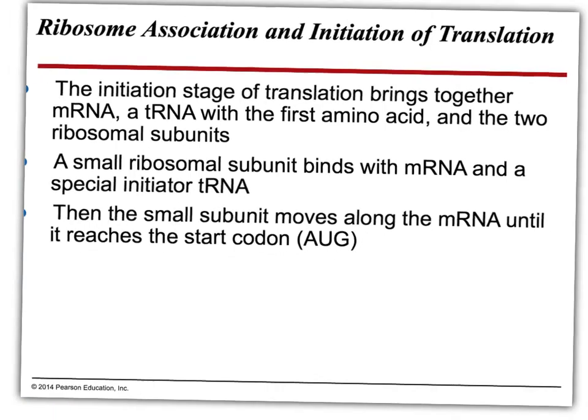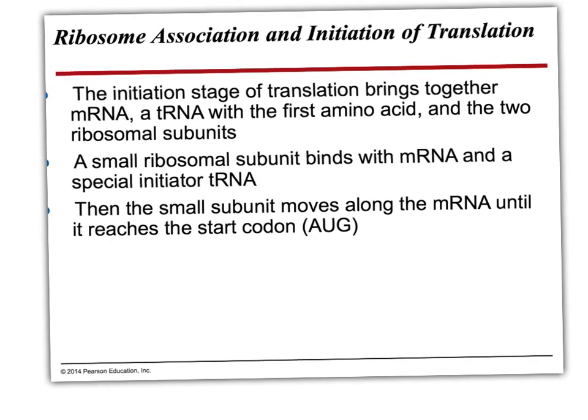Okay? So your initiation stage, translation brings together your mRNA and a tRNA with the first amino acid. How many start codons are there? 1. Right? That codes for methionine. The small subunit binds to the mRNA with an initiator tRNA that binds to the start codon. Then the small subunit moves along the mRNA until it reaches the start codon. All right, so you'll see what this is.